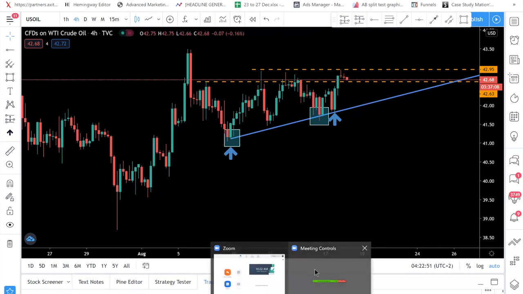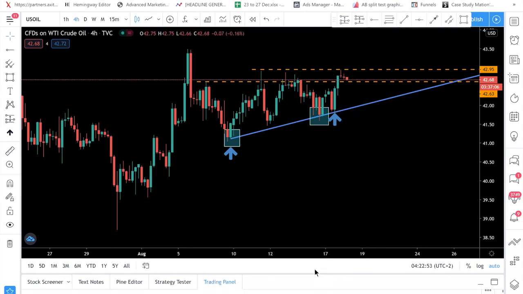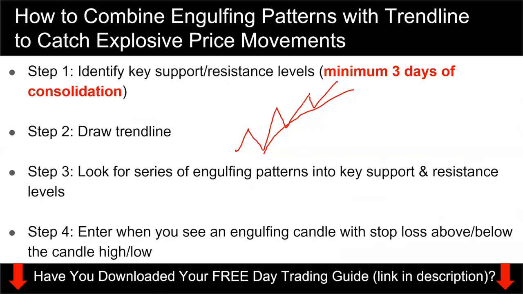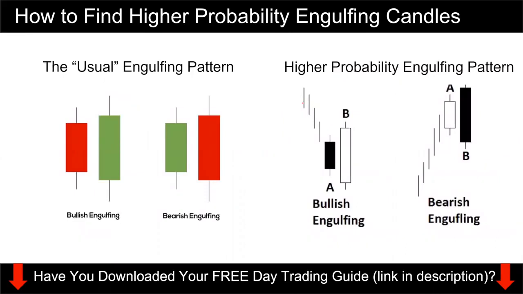Okay, so let me just return back to the PowerPoint slides and go over the last thing that I have for you today. I want to share with you a bonus tip on how to find higher probability engulfing patterns. Earlier on, I explained to you what an engulfing pattern is. It's just a very simple diagram over here. You have the close above the open of the previous candle. Same thing for the bearish, you have a close below the open of the previous candle. That is your usual engulfing pattern.